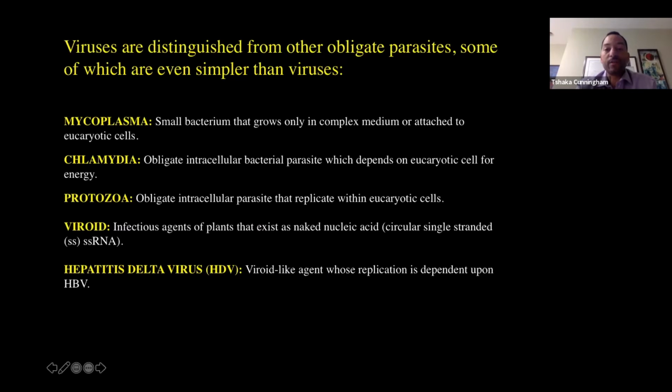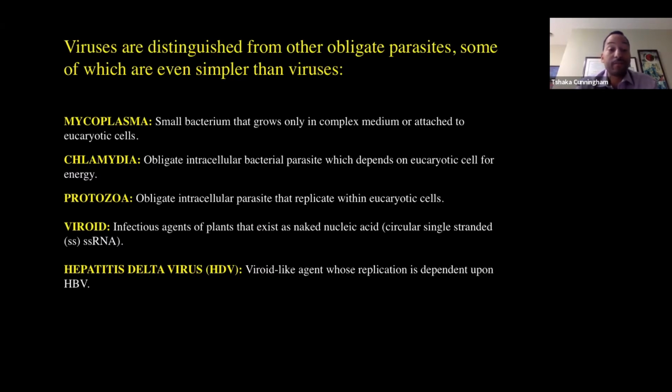So there are a lot of other kinds of parasites in the world, and you've got different kinds of organisms that are even simpler than viruses, like mycoplasma. These are small bacteria that grow on medium and attach to cells. When you work in the lab, mycoplasma is a common contaminant of cell culture. It's a real pain in the neck for people in the lab because they're these tiny little things that just love to grow in media.